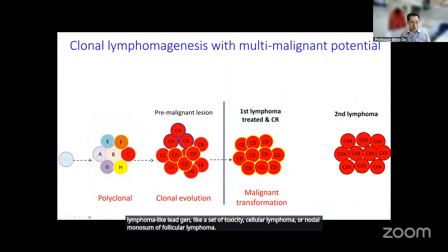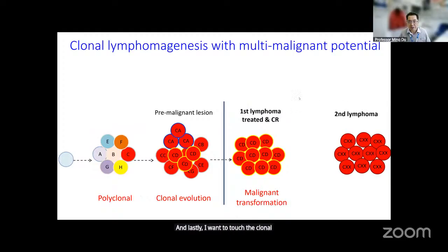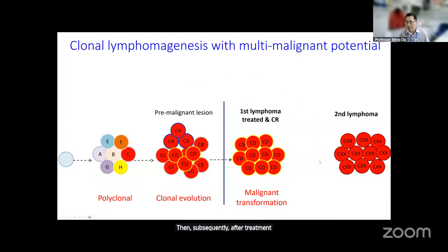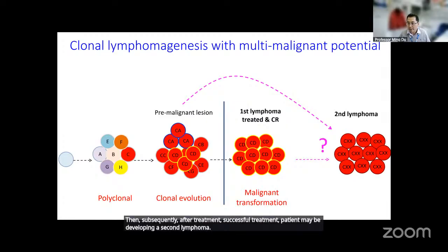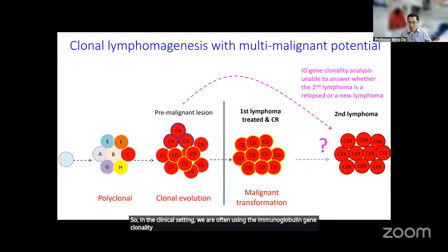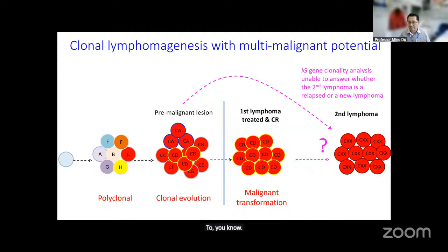And lastly, I want to touch on clonal lymphomagenesis with multi-lymphoma and potential. From the lymphoma diagnosis and lymphoma development, we quite often spot pre-malignant lesions in patients developing the first lymphoma. Then subsequently, after successful treatment, patients may develop a second lymphoma. So in the clinical setting, we often use the immunoglobulin gene clonality analysis to investigate the clonal evolution.